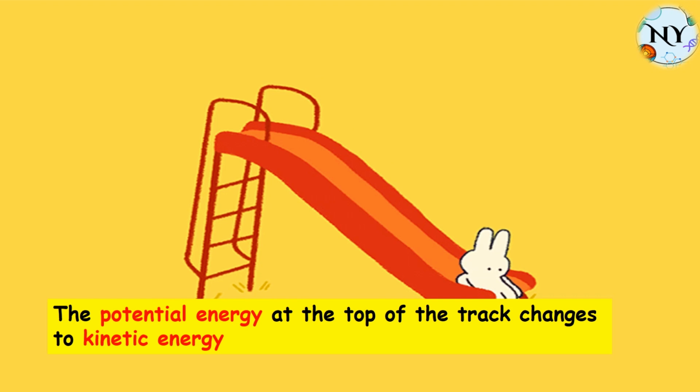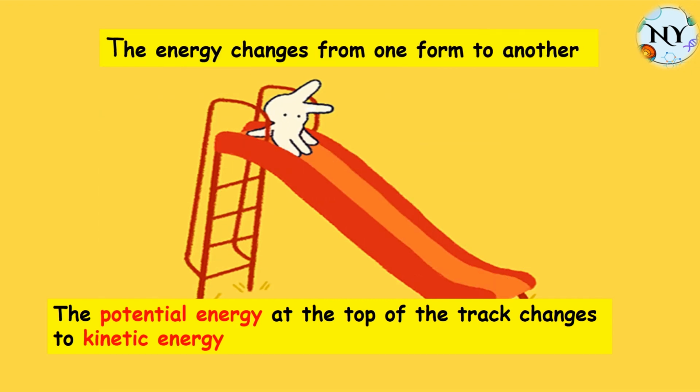Do you remember when we studied together in grade 4 that when I hold any object upward, this object has energy stored inside it? This energy is known as potential energy. So here, when this rabbit is at the top of the slide, it has potential energy. When it moves down, potential energy changes into kinetic energy. The keyword of potential energy is stored, while the keyword of kinetic energy is move.